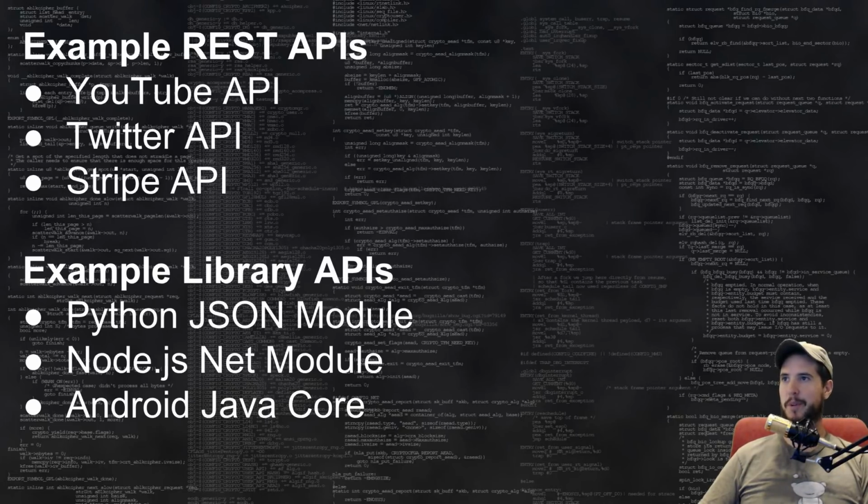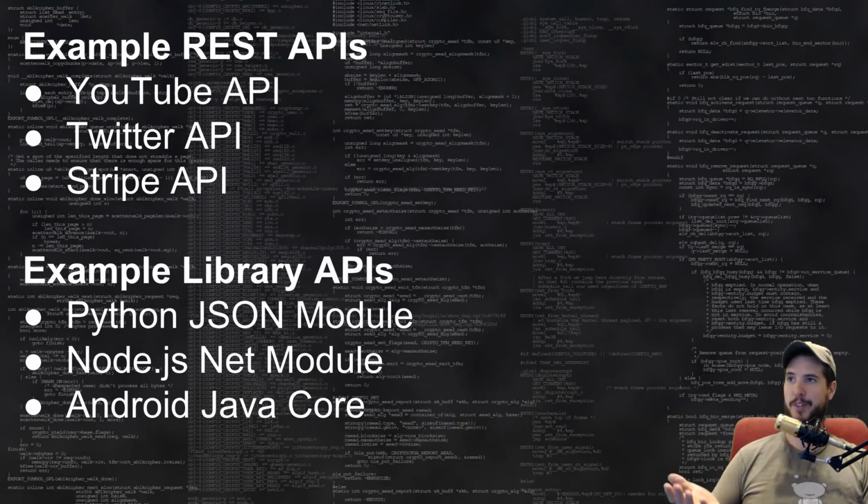The second type is library APIs, like the JSON module for Python, that has an API. The .NET module for Node.js, that also has an API. And then Android Java Core. People talk about Android APIs, and they're referring to ways you can interact with an Android device through Java. Now, even though the first three are network connected, and the second three are not, they both serve the same purpose, and that's exposing functionality for a user to perform some task in their software.